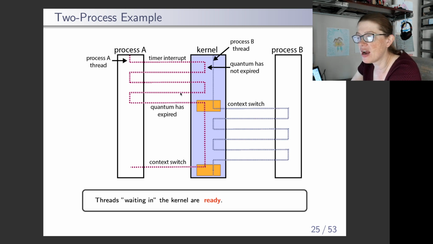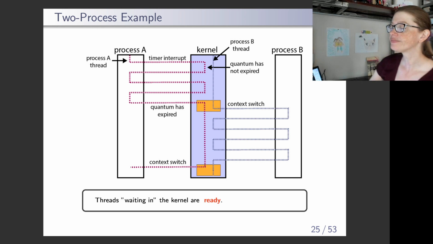Quantum is still not expired. We go back to running. And finally, on the third timer interrupt, the quantum has expired. And so process A's thread is going to be switched to another thread. And we just so happen to choose a thread from process B. And then the process repeats.